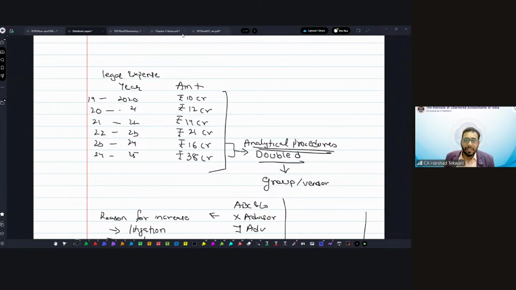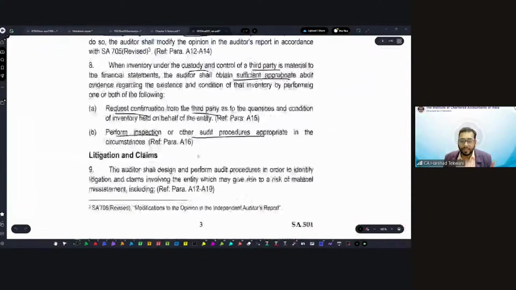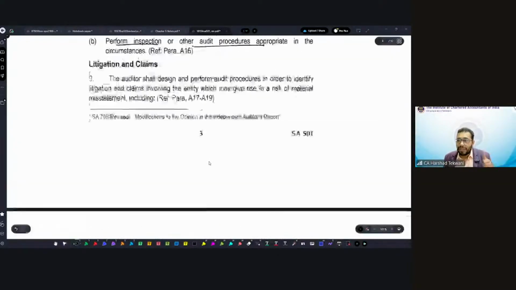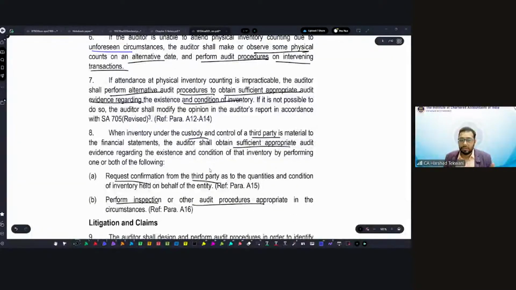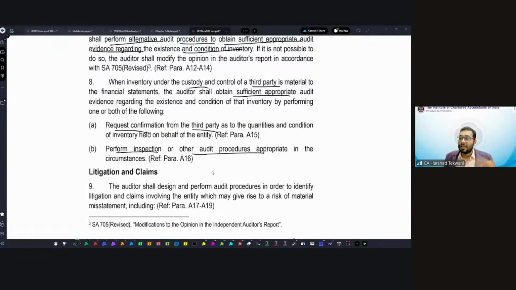When the standard says review of legal expense, review legal expense accounts, that's what it means. This is how the litigation legal expenses are reviewed. That's how you get the comfort. Very good, Hital. Yes, absolutely. So this is how the relevance and the logic is connected to the completeness of the litigation.